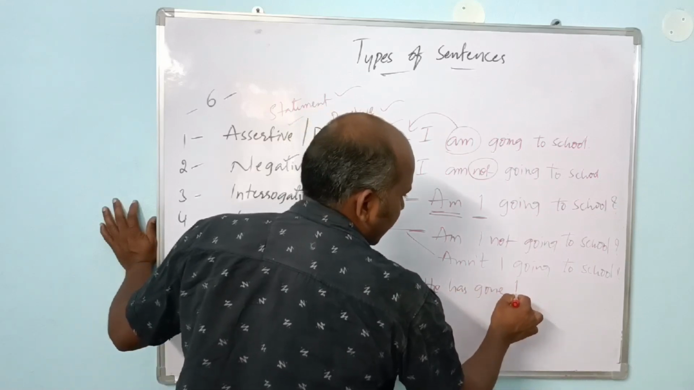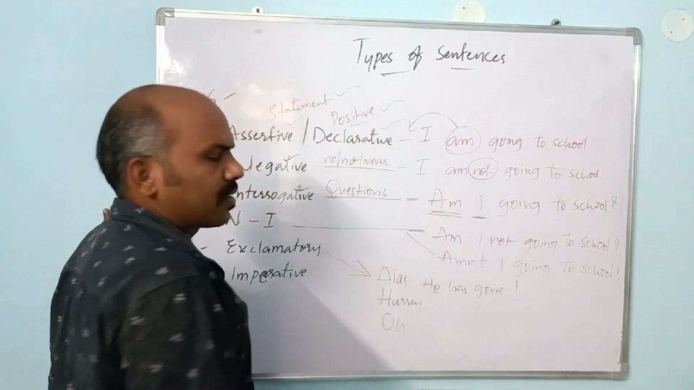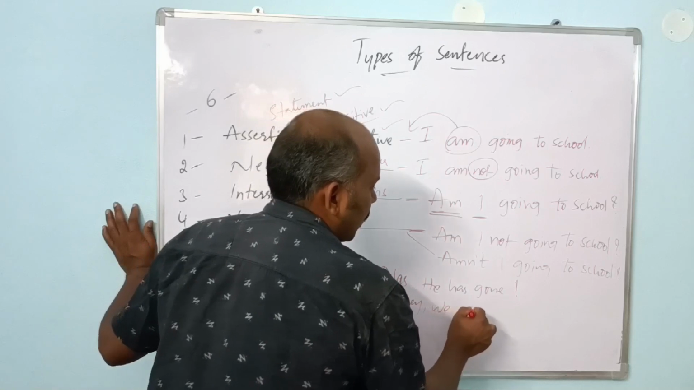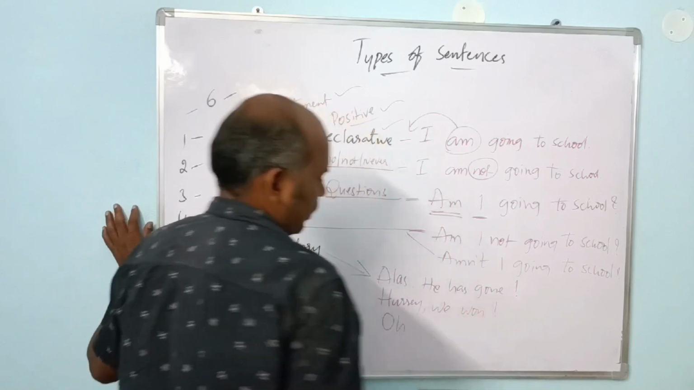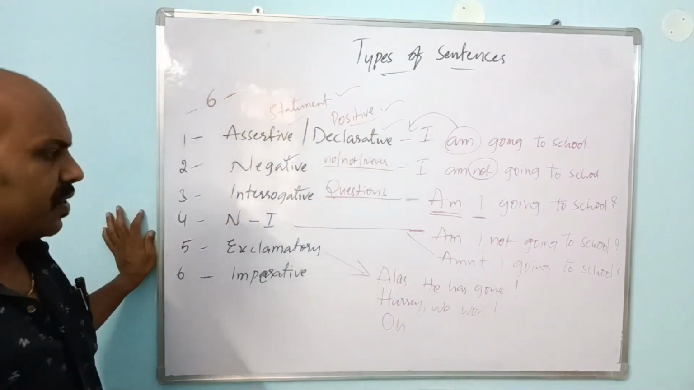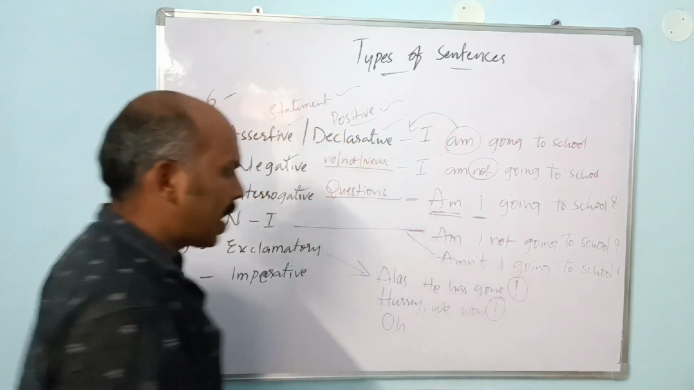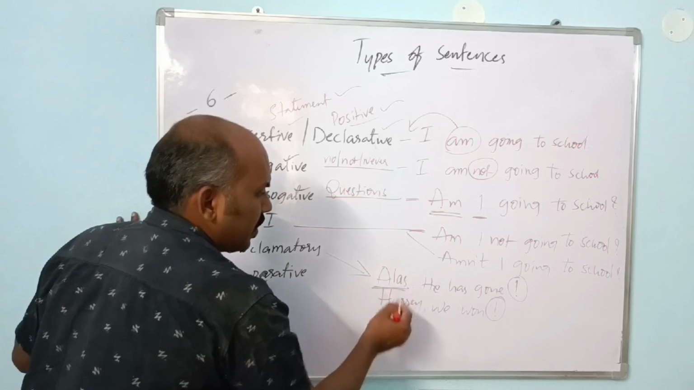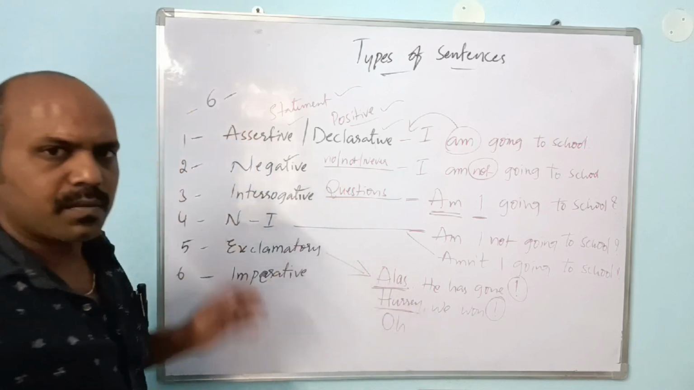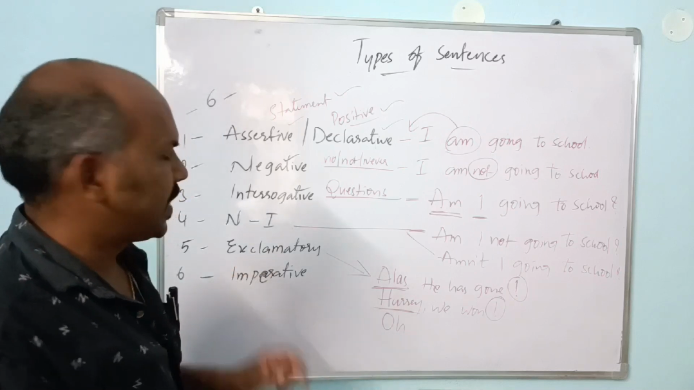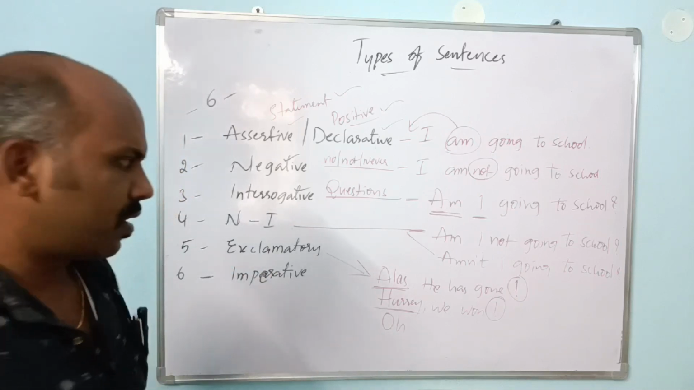Then here, alas, he has gone. Exclamatory sentences maintain an exclamation mark. And hooray, we won. So simply we can find them with an exclamation mark, and also there is a word which expresses sudden expressions, called exclamatory sentences, right?